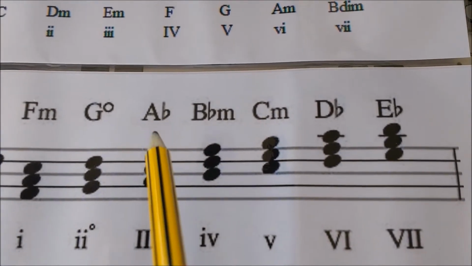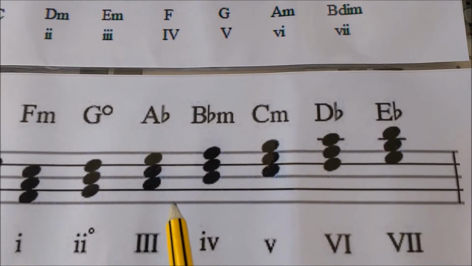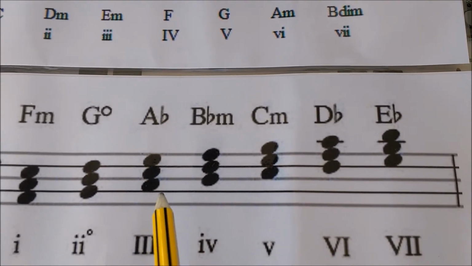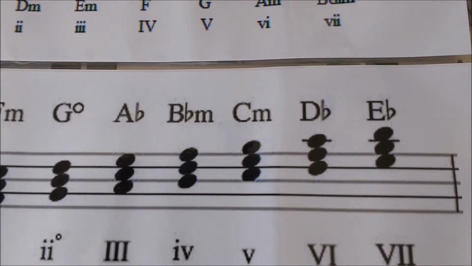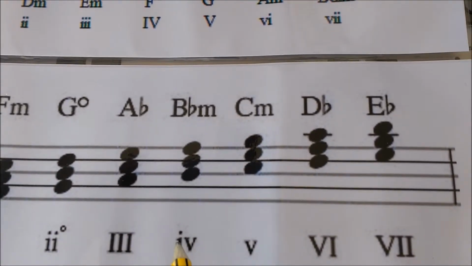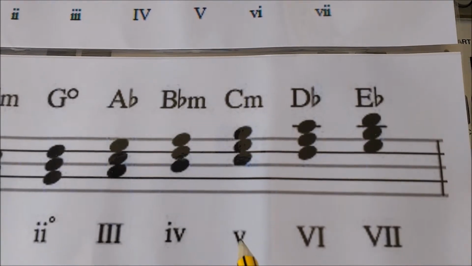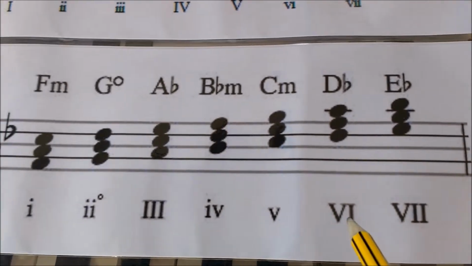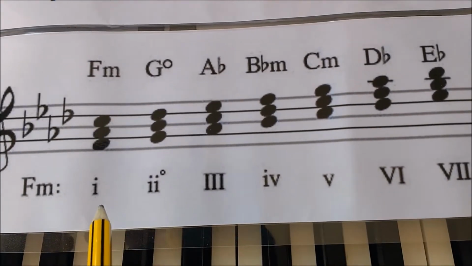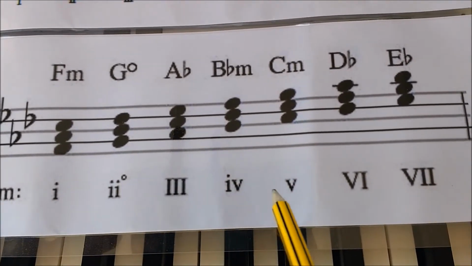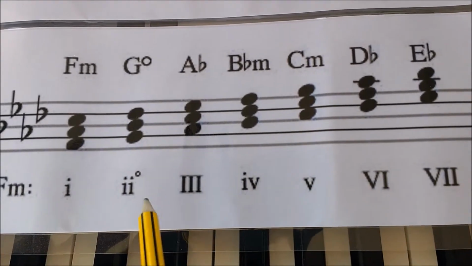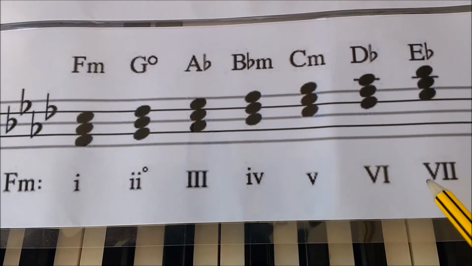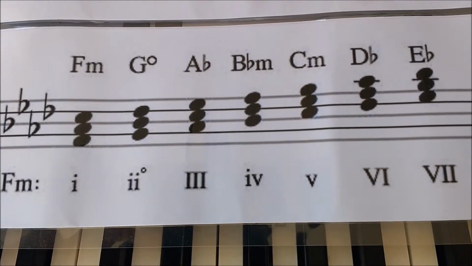Then we've got the major triad of A flat. So we've got A flat, C, E flat. And the reason the E flat and the A flat are flattened is because it says so in the key signature. And then we've got a minor, B flat minor, a C minor, D flat major, and an E flat major. So for every minor scale, you use this sequence of Roman numerals to work out which of the 7 chords within that particular scale are minor and which are major.